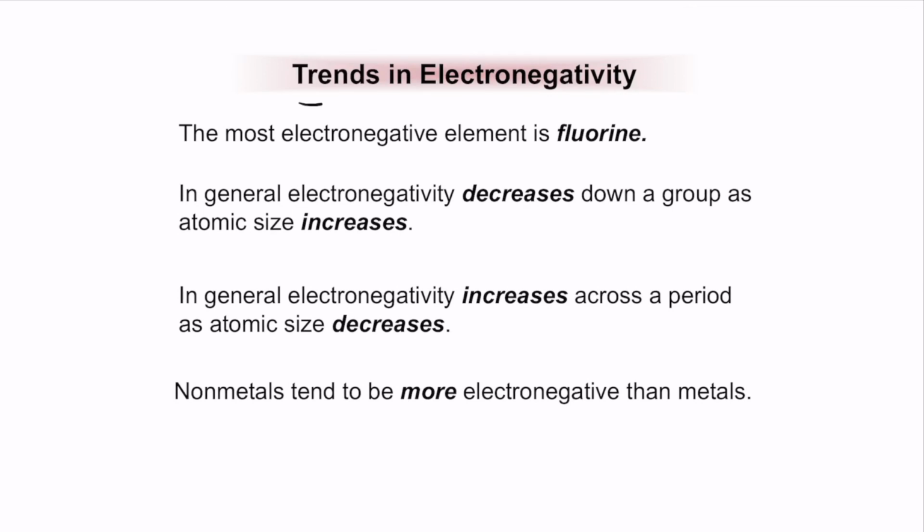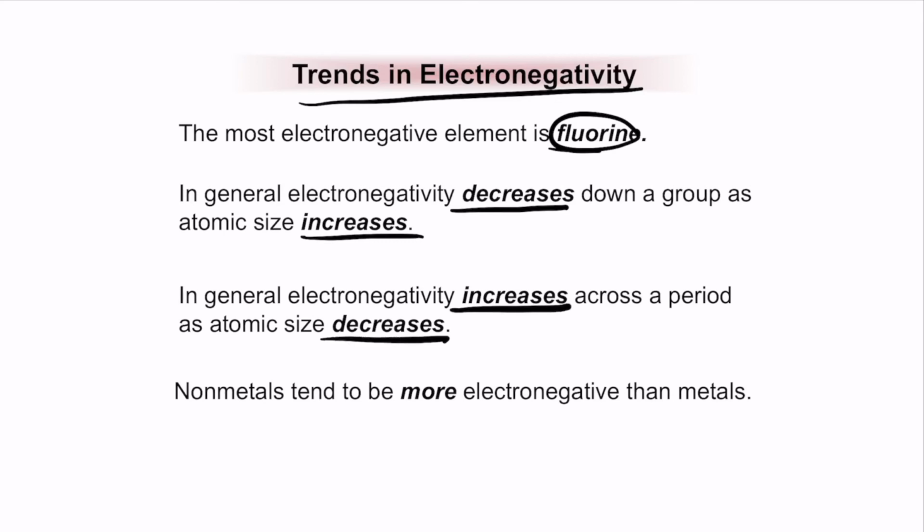So let's talk about the trends in electronegativity. The most electronegative element is fluorine. Now, electronegativity decreases down a group because the atomic size will increase. In the same way, electronegativity increases across the period because the atomic size decreases. So non-metals in general tend to be more electronegative than metals.